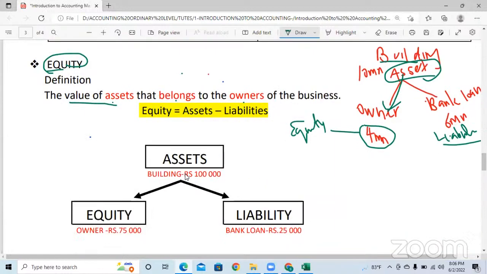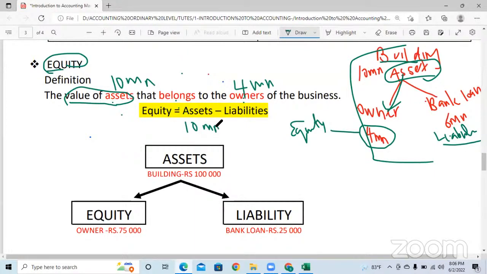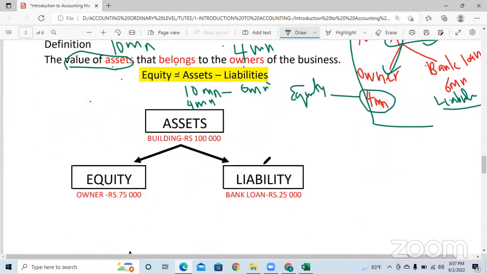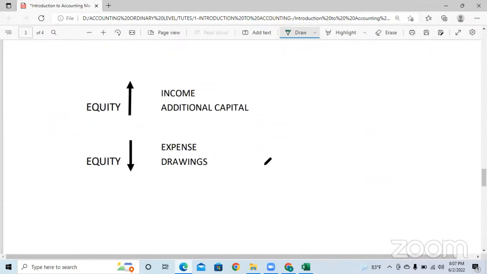Okay. So easy way to remember, guys. Just remember this example. You can get the definition as well. The value of assets, 10 million, that belongs to the owner, 4 million. So 4 million is what we call equity. See, 10 million minus 6 million gives you 4 million. Okay. So guys, this is how you do. Clear?